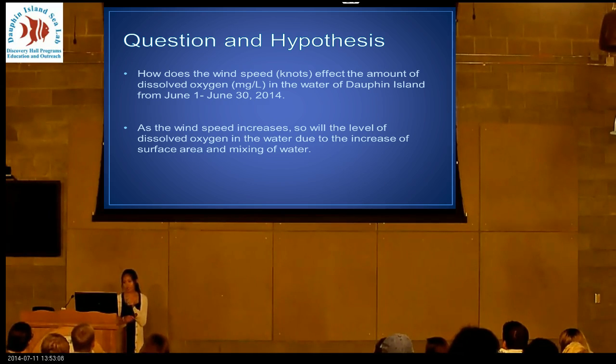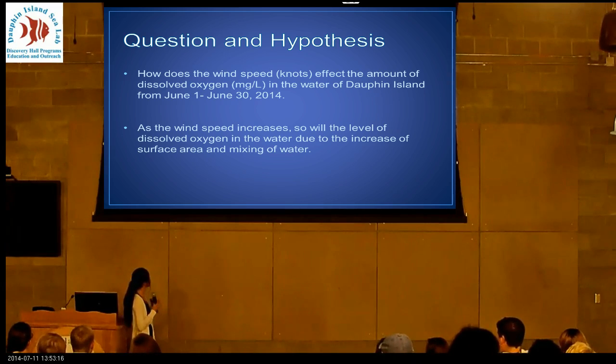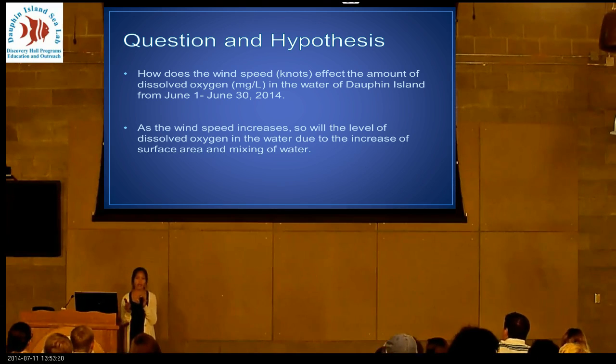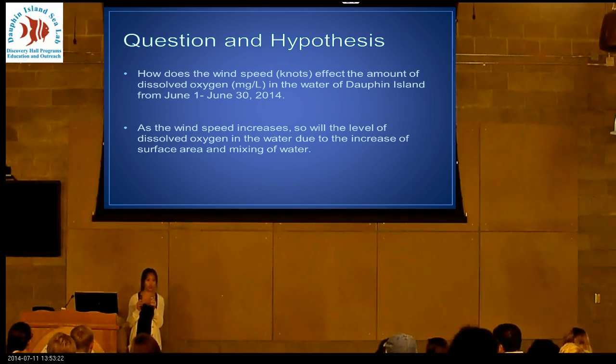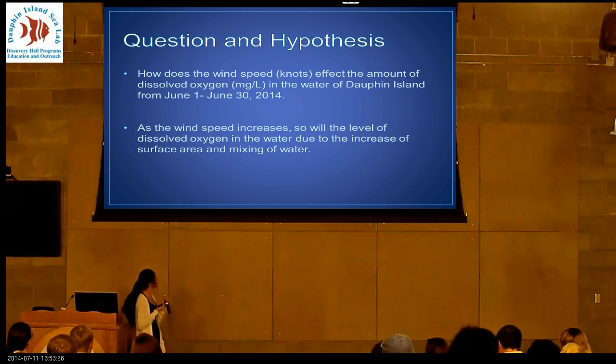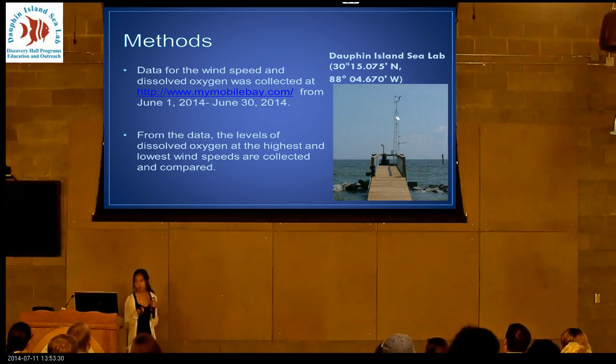I hypothesized that as the wind speed increased, the level of dissolved oxygen in the water would increase, due to the increase of surface area and the mixing of the water. It's like adding a sugar cube into your coffee and stirring it, so it diffuses easier. I'm guessing that the wind would help diffuse oxygen in the air into the water.